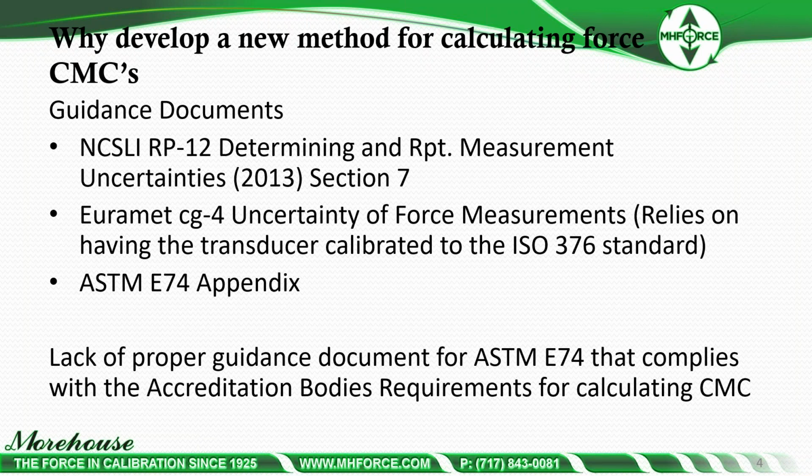So we have NCSLI RP12, determining and reporting measurement uncertainties. That's in section 7. We have Euromet, an excellent document, CG4, uncertainty of force measurement. But the Euromet relies on having the transducer calibrated to the ISO 376 standard, and that is basically the European equivalent to E74. It's not, but it is. I'm just going to leave it at that instead of getting too detailed.